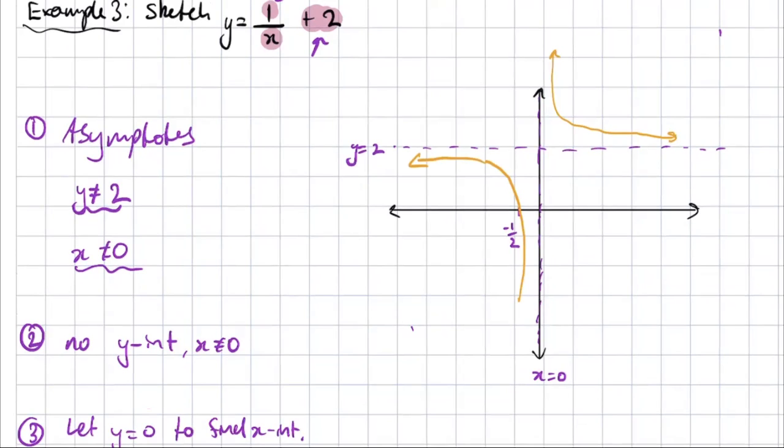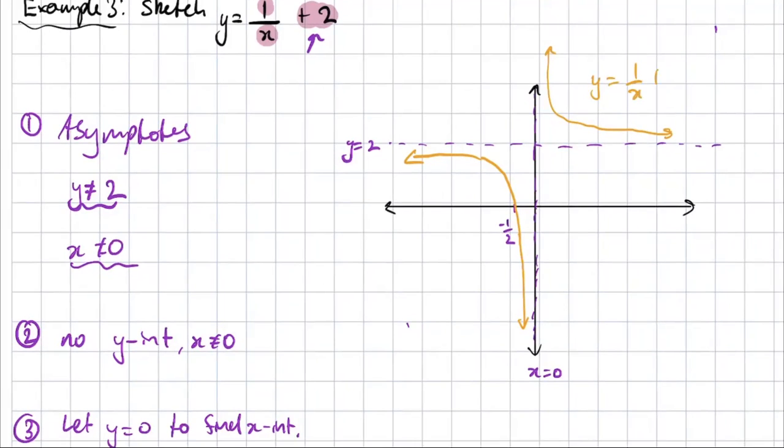I'll just fix that up a little bit. We're just trying to show our graph approaching the vertical asymptote as well. So y equals 1 over x plus 2. That's just a hyperbola that hasn't shifted sideways, it's only shifted directly up.